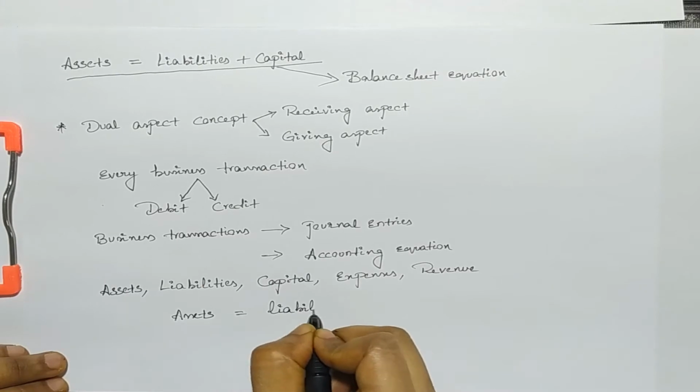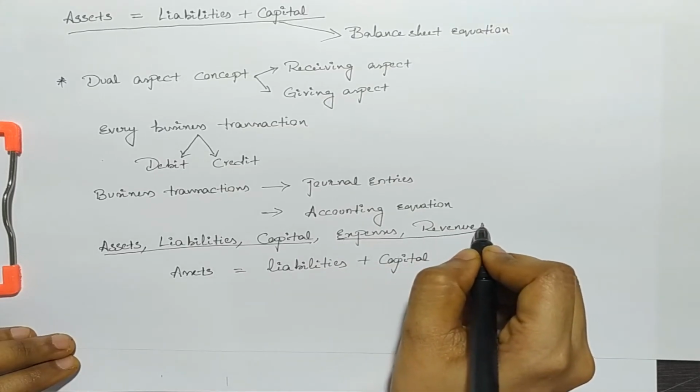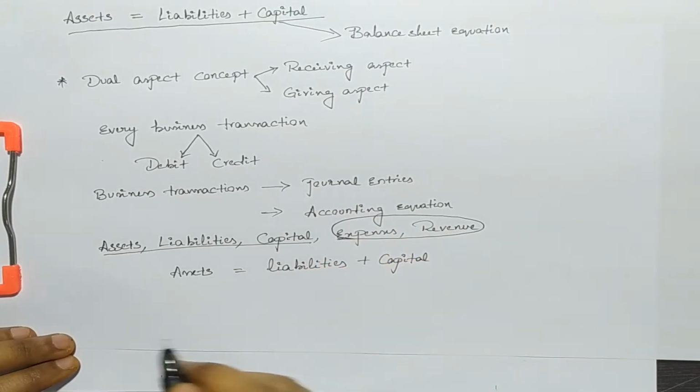In the equation, we already have assets, liabilities and capital. So when we purchase an asset, we will mention it under assets. And when we take a loan, we will mention it under liabilities because a loan is a liability. Finally, opening capital we will mention under capital. We are left with income and expenses transactions. Expenses and income transactions will affect both sides of the equation.